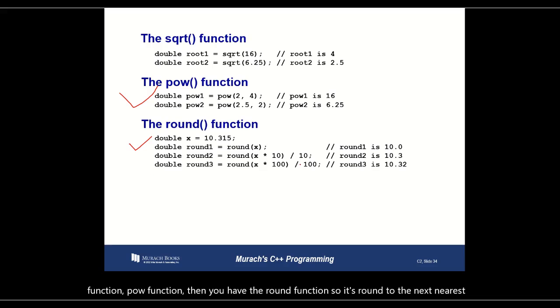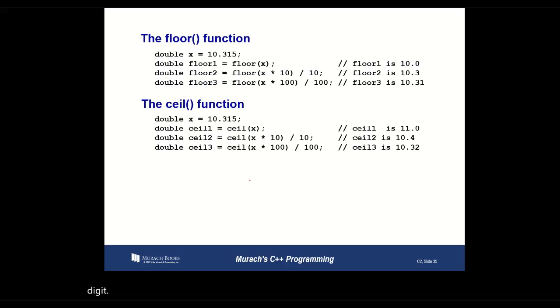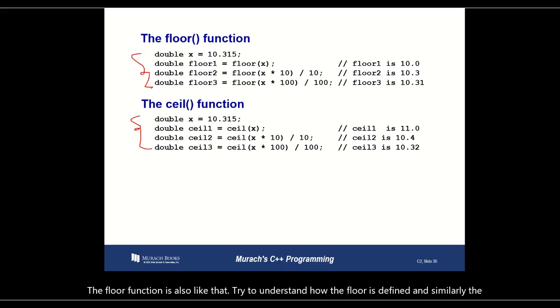See the tricks for rounding to 1 decimal, 2 decimal, and so on. The floor function is also like that. Try to understand how the floor is defined. And similarly, the ceiling function. Ceiling is the next possible value, integer. I mean, next possible value, in fact. But the floor is the previous value.